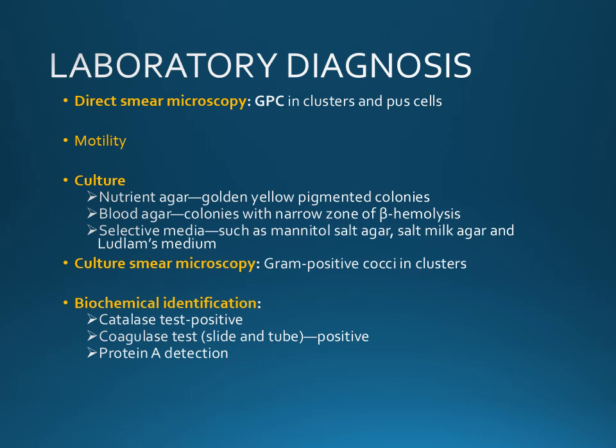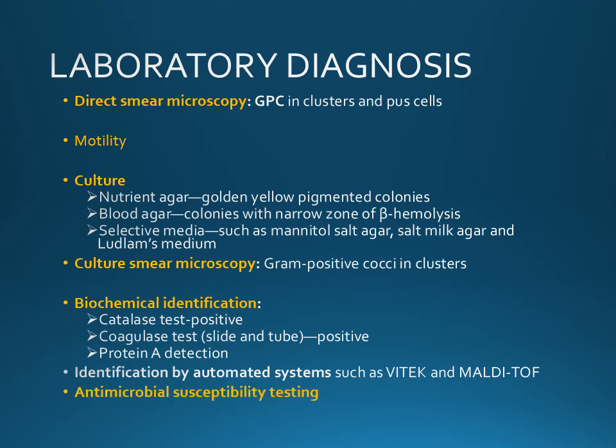Then protein A detection. You can also have the automated system. So this was the manual method. Automated machines are there like Vitek, MALDI-TOF. There you can just use the sample and you will get the report. Then antimicrobial susceptibility testing, that is the AST.